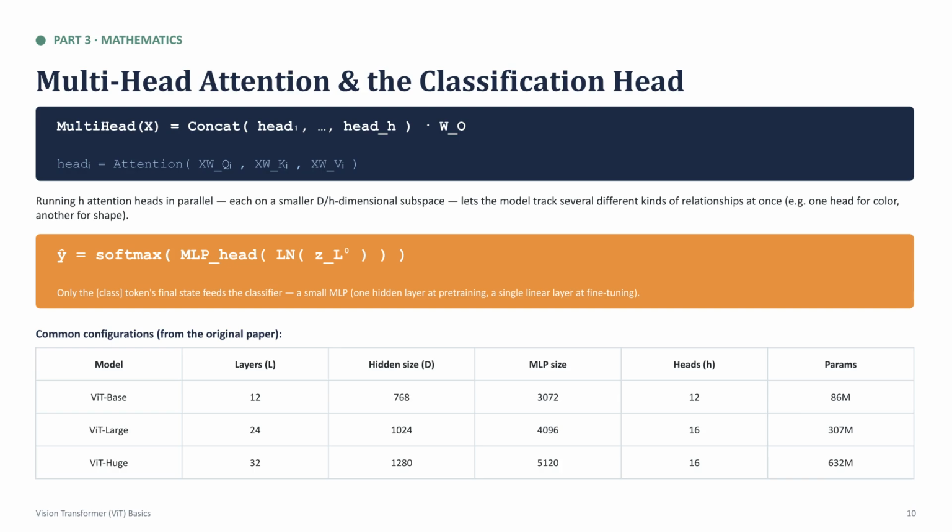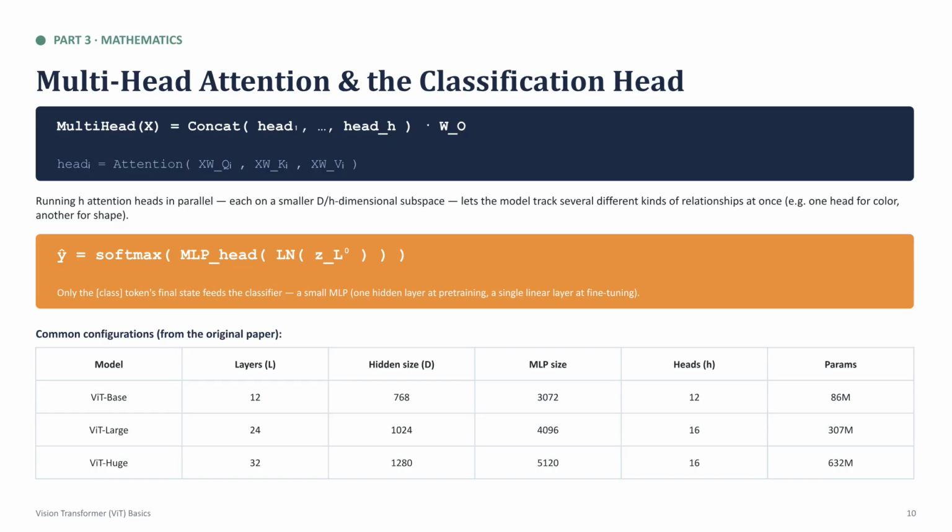Multi-head attention concatenates the outputs of H separate attention heads, each operating on its own smaller subspace, and projects the result with a final weight matrix, WO. Running multiple heads lets the model track several kinds of relationships at once. One head might specialize in color, another in shape.